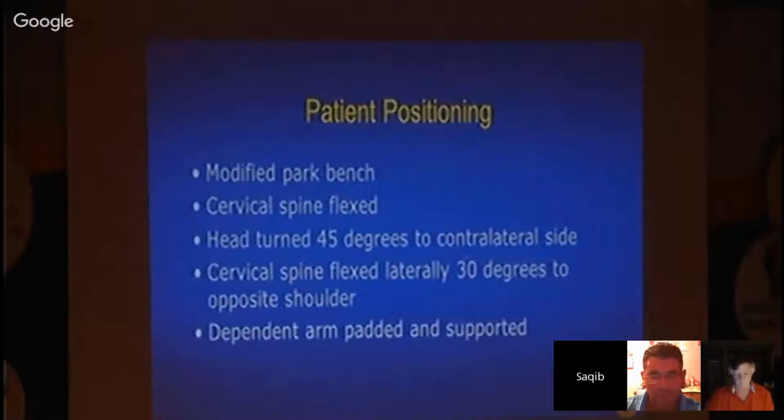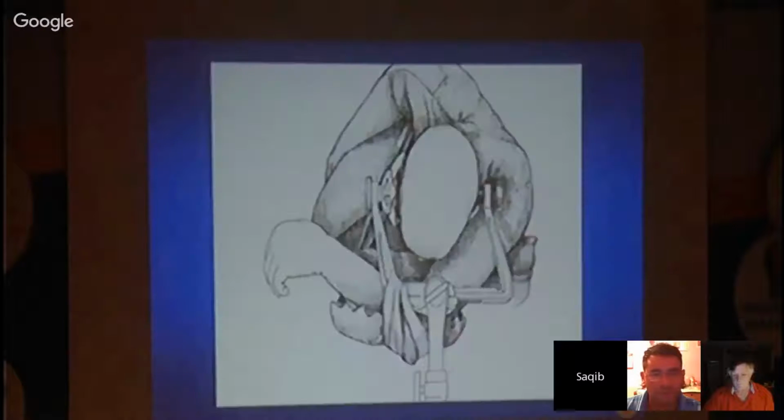So the patient positioning, I'm not going to read the words, we're just going to talk about it a little bit, and that's one of the important parts. The idea is to put this suboccipital region at the highest point in your exposure, at the apex of it. That means you have to turn the head about 45 degrees toward the contralateral arm, so that the mastoid faces up, and then laterally flex the neck to the ipsilateral side.